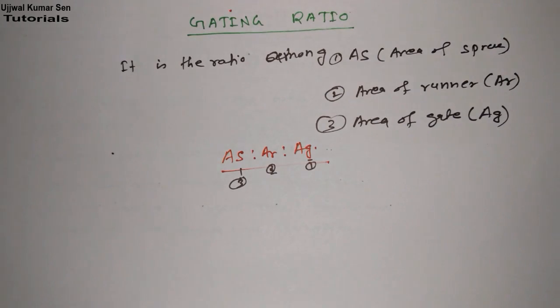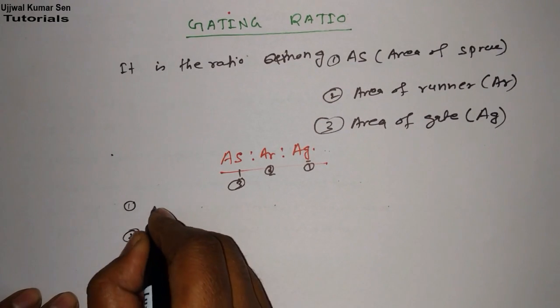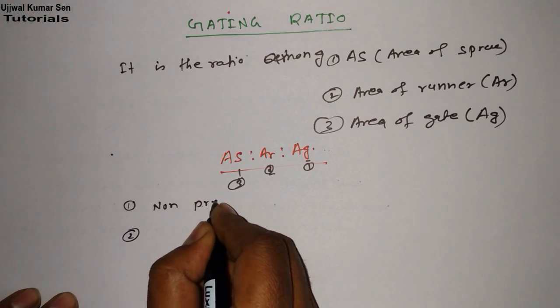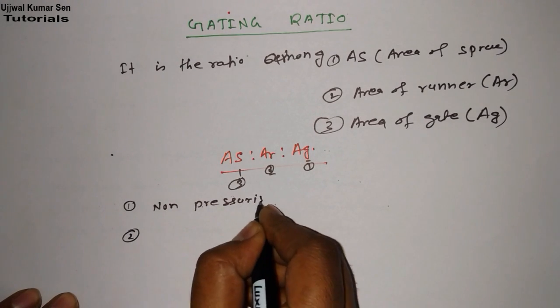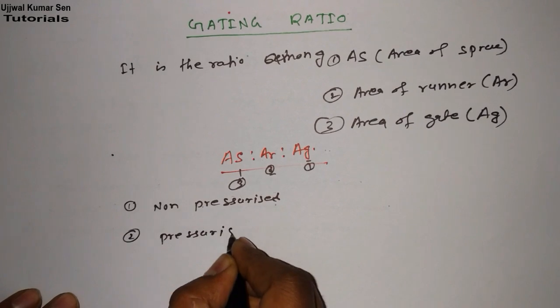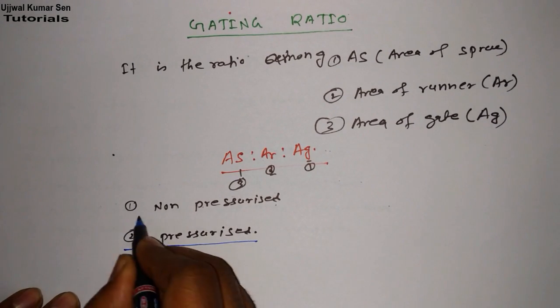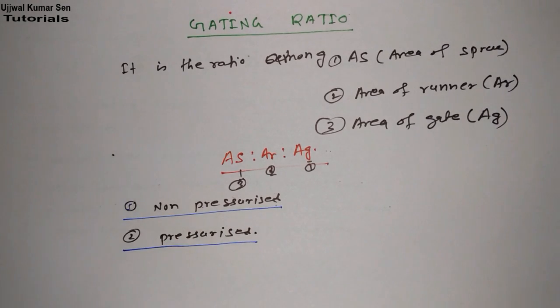Now there are two types of gating ratio we studied: one is non-pressurized, and another is pressurized. What is non-pressurized and what is pressurized is important, and it depends on the gating ratio.